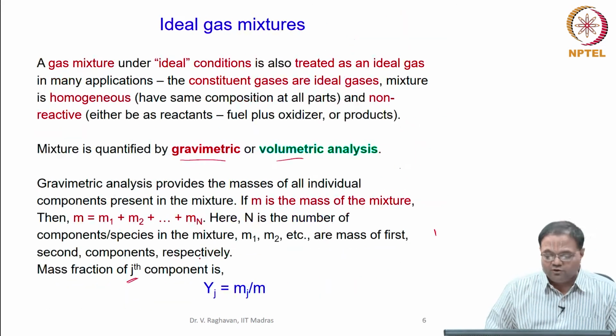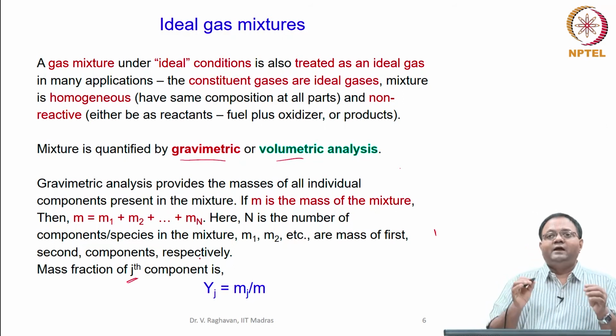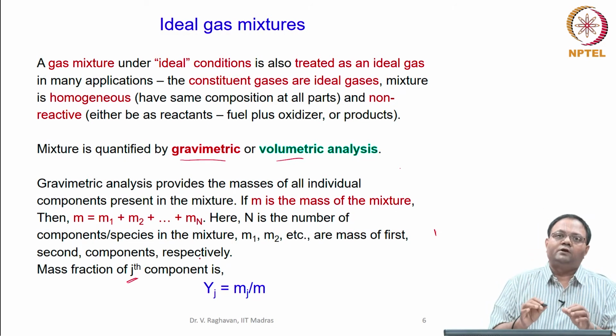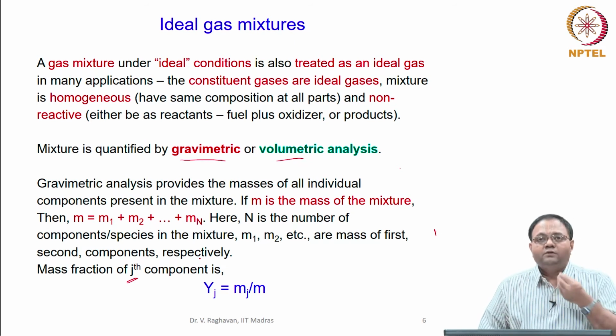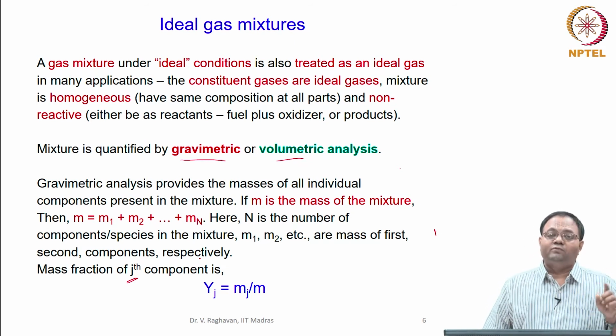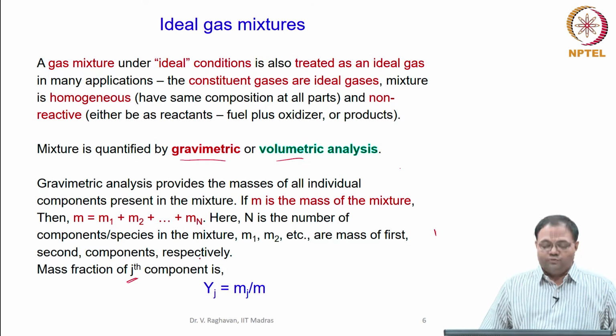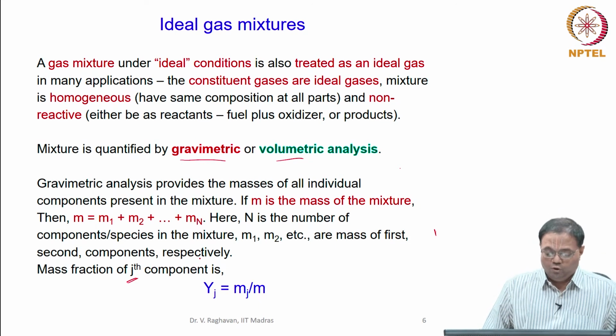And if I have an ideal gas mixture, each and every constituent of the mixture is an ideal gas. If so, the mixture also behaves like an ideal gas, that means obeying the same PVT relationship that we have shown before.